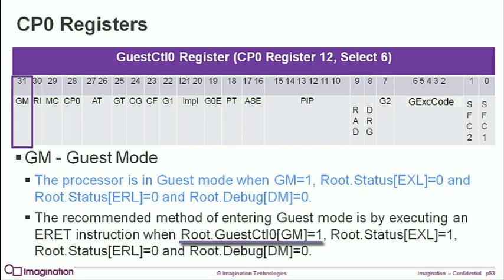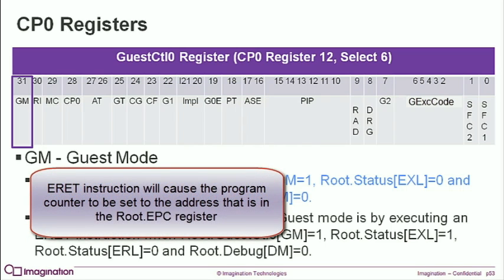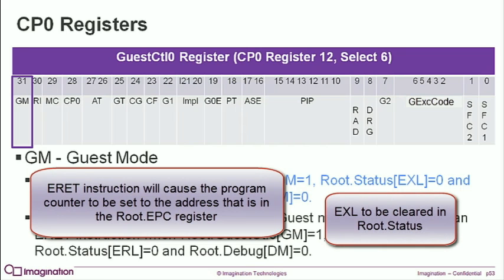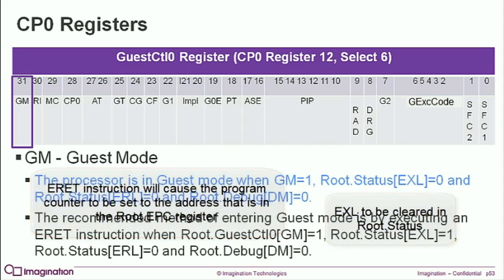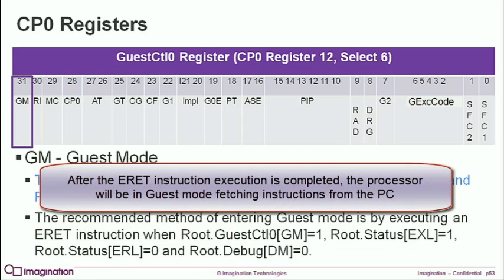The hypervisor sets the GM bit, stores the starting address for the guest execution in the root EPC register, and makes sure that the guest status ERL bit is set to 0. Then it would execute the ERET instruction, which will cause the program counter to be set to the address that is in the root EPC register and the exception level bit EXL bit to be cleared in the root status register. After the ERET instruction is executed, the processor will be in guest mode fetching instructions from the PC.